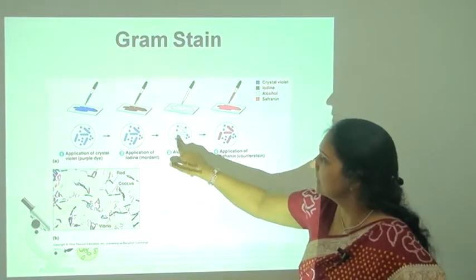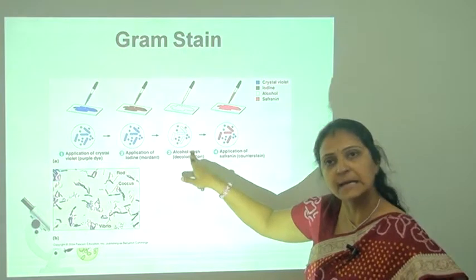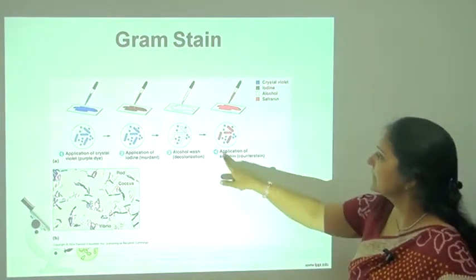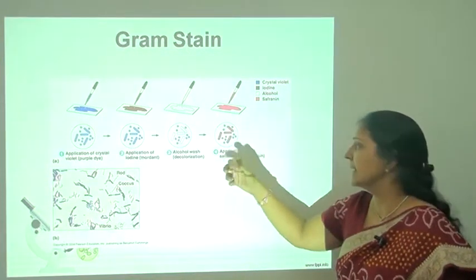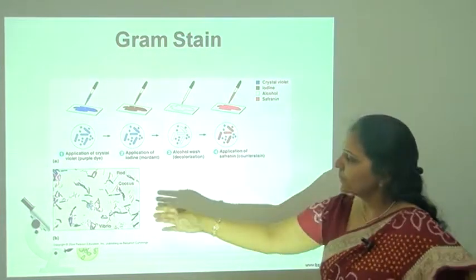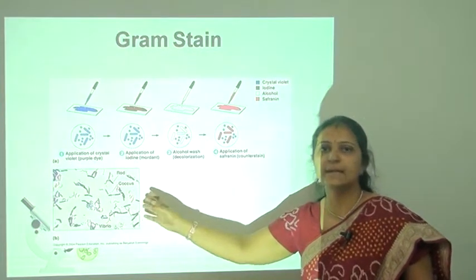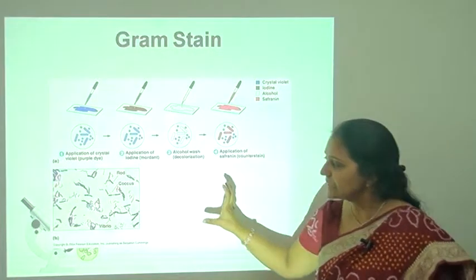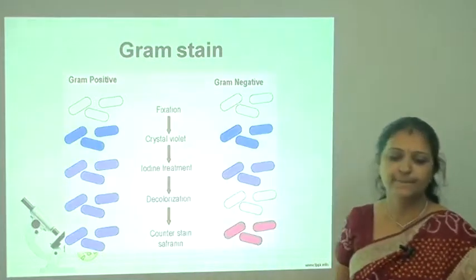Here you can see the blue colored bacteria are the gram positive bacteria, and the gram negative bacteria are colorless; they have not retained the crystal violet stain. The fourth step is the application of safranine. The remaining gram negative bacteria are stained by the safranine and appear pink. So we can observe gram positive bacteria in blue and gram negative bacteria in pink or red. This is the differential staining. We can differentiate gram positive and gram negative bacteria.